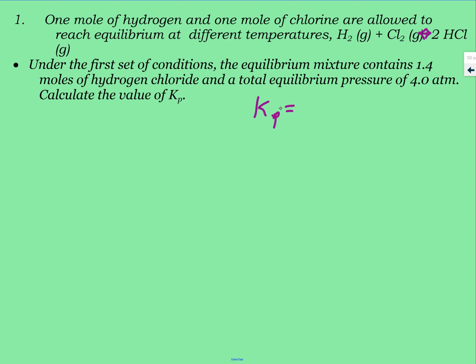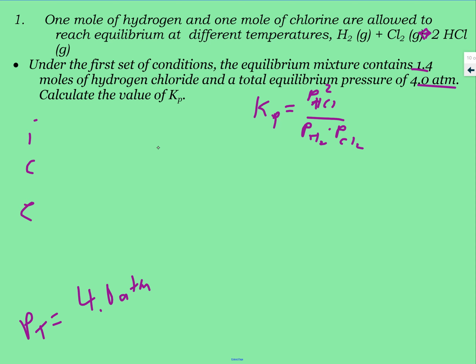So for Kp, I'm going to write my expression. I have hydrogen chloride partial pressure squared over partial pressure of hydrogen times the partial pressure of chlorine. Under the first set of conditions, the equilibrium mixture contained 1.4 moles of hydrogen chloride. So I know that, and I know the total pressure. Looks like we're going to have to do some type of mole fraction. I can do some stoichiometry, or I can do an ICE table. I'm going to go ahead and do an ICE table.